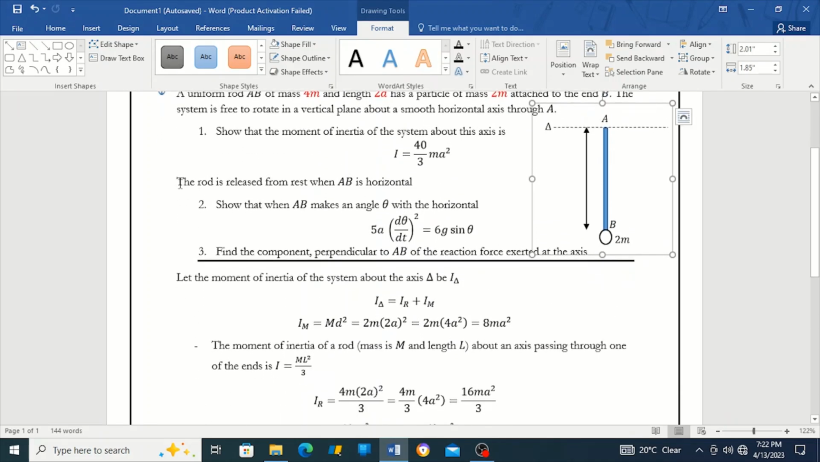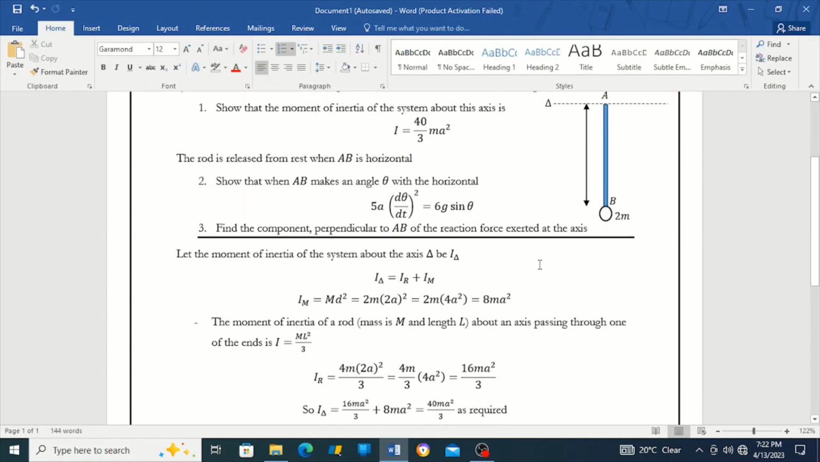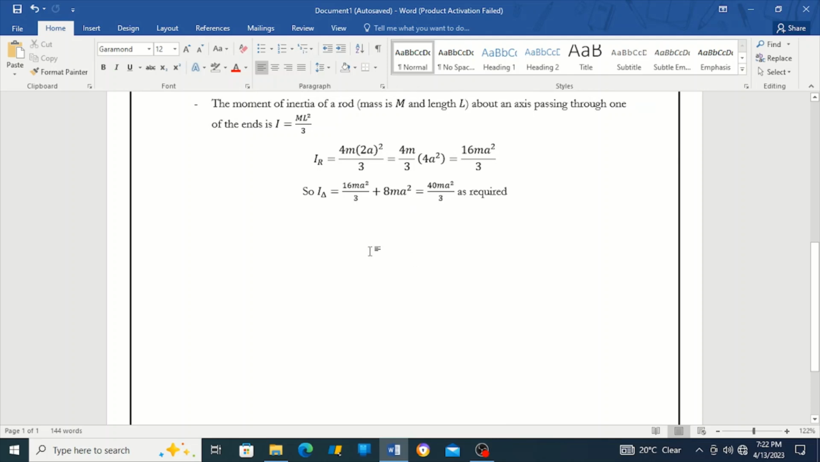Now the second part of the question tells us that the rod is released when AB is horizontal. So for this second case, we draw our AB being horizontal.